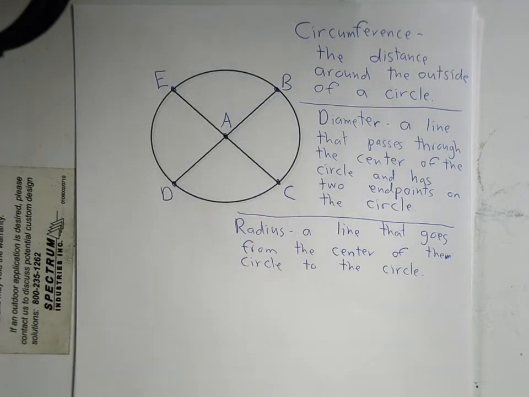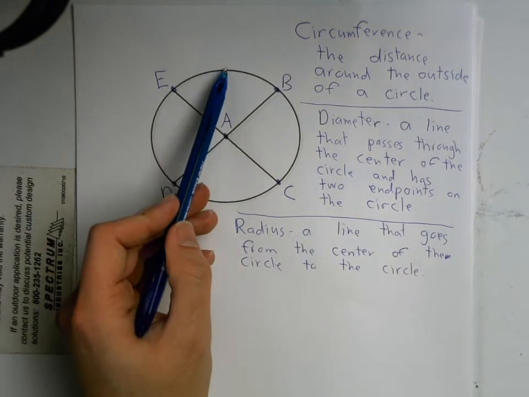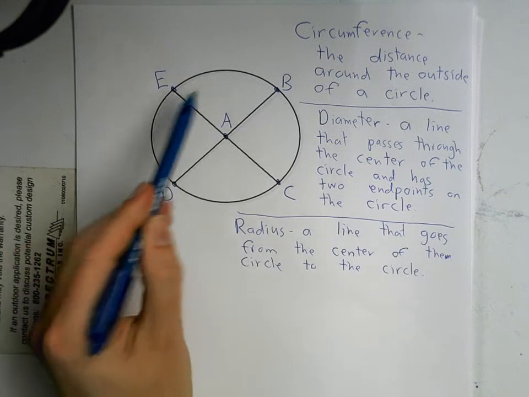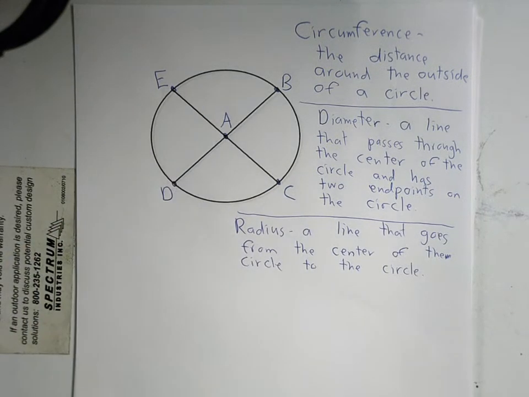The circumference is the distance around the outside of a circle. So if I put a person right here and had them walk all the way around, it would be how long they walk. Now some things we need to know before we go on.